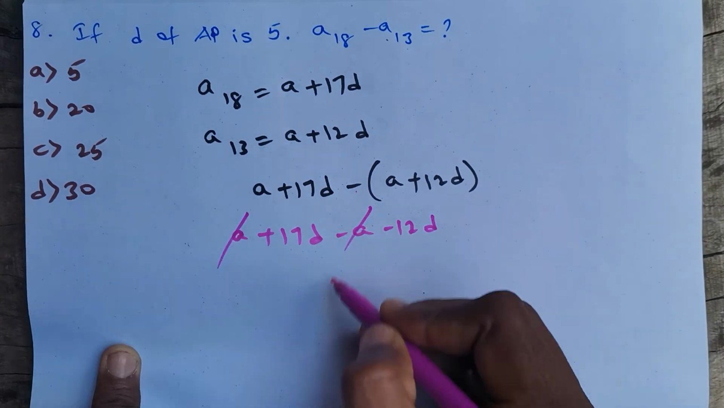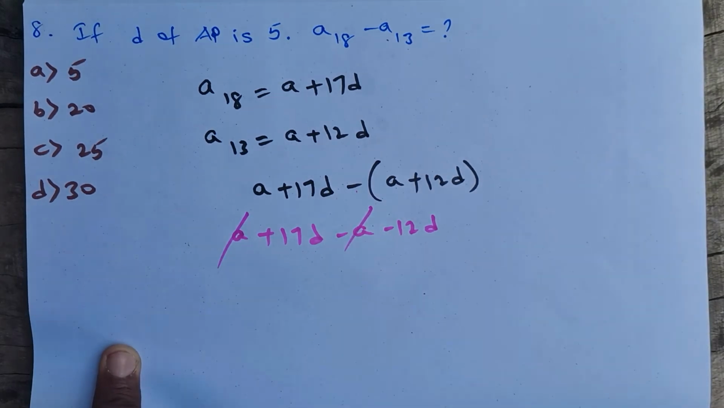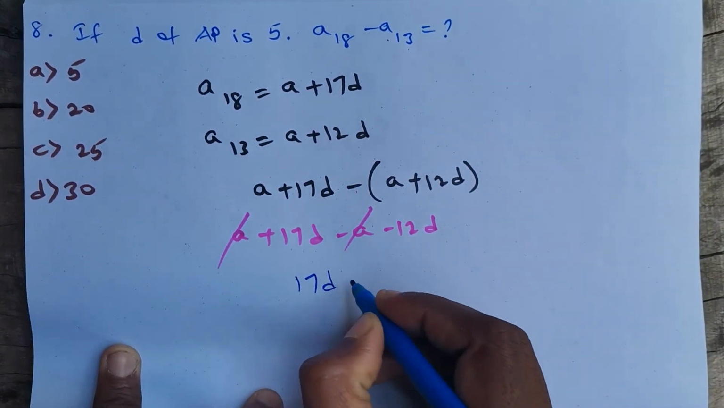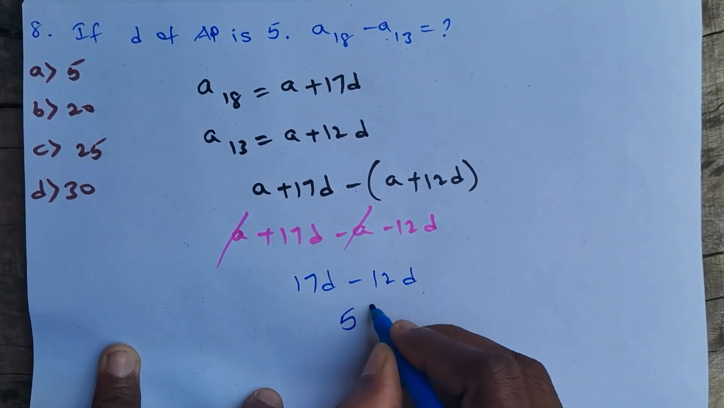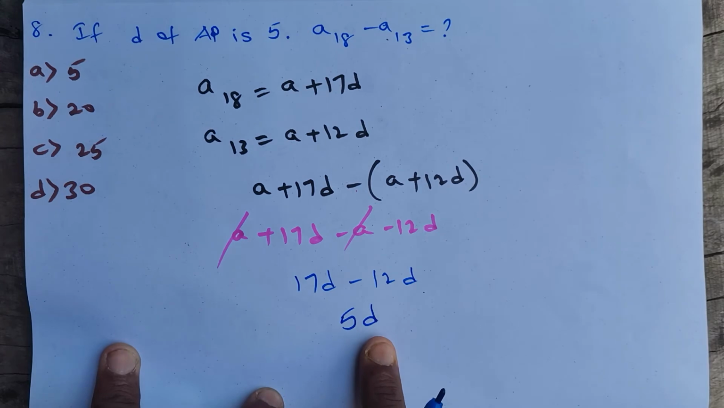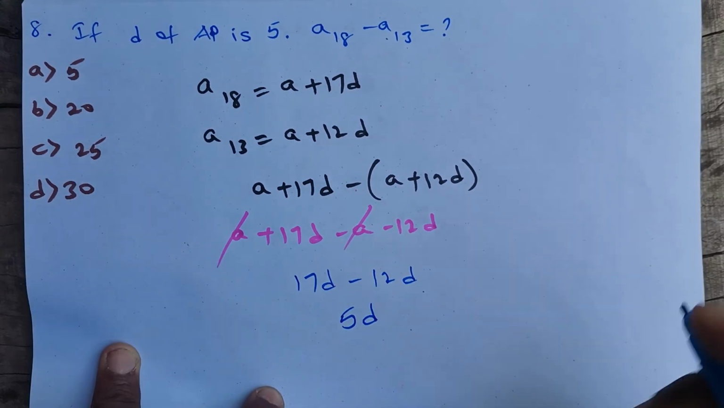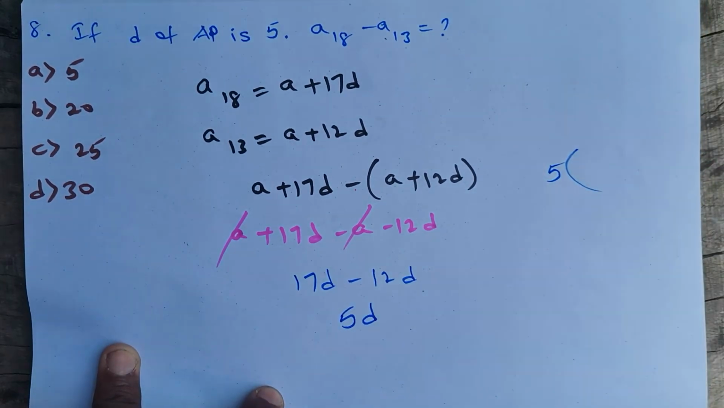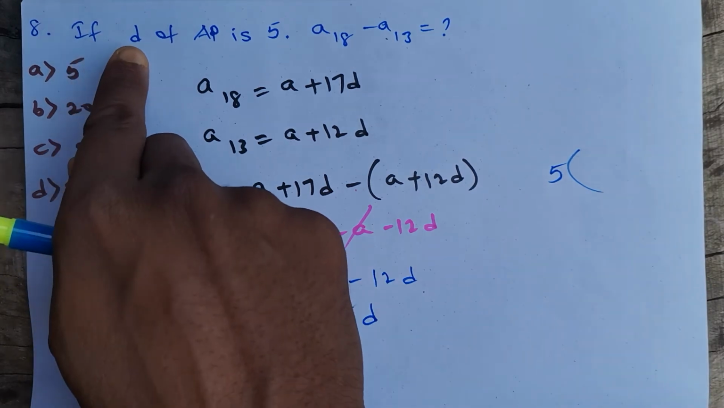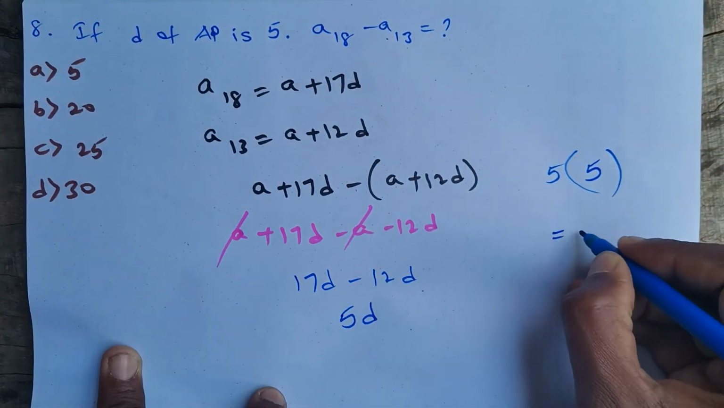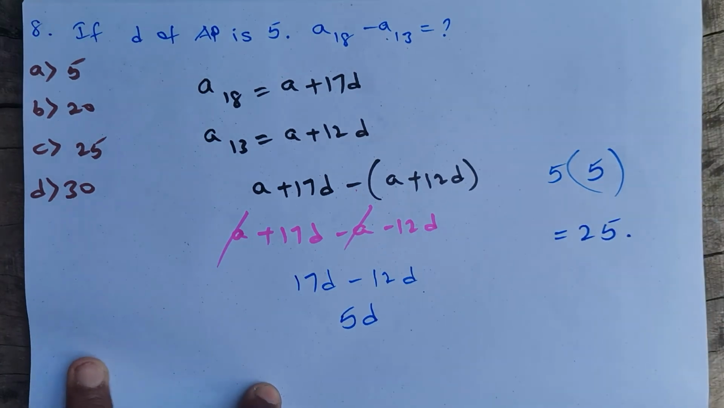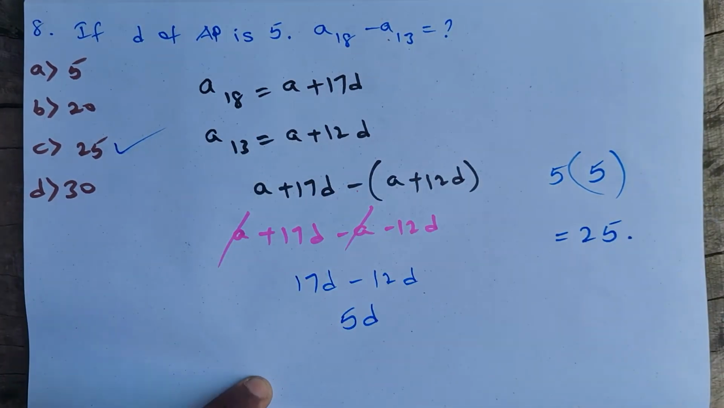So now A plus 17D minus A minus 12D. Here plus A minus A both will get cancelled. We remain with 17D minus 12D, which is 5D, 5 into D. D is nothing but the common difference. So 5 into the common difference. Already in the question they gave the D value as 5. So 5 into 5 is 25. Option C is the correct option.